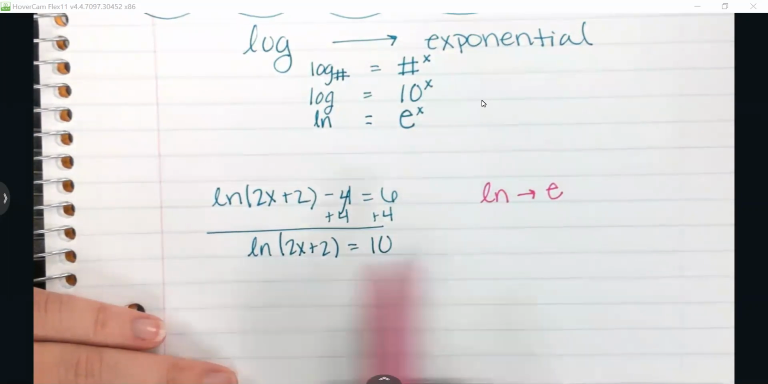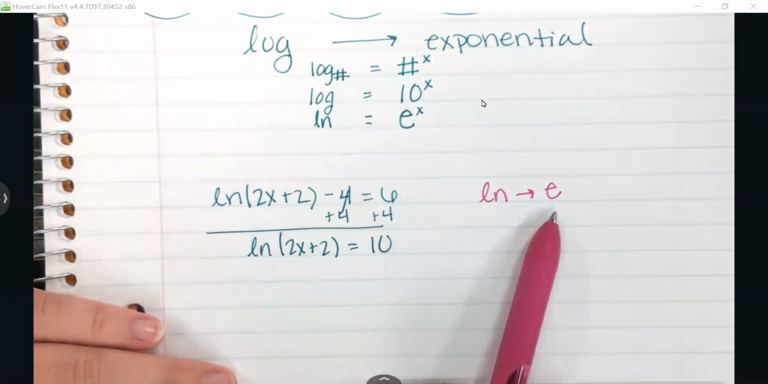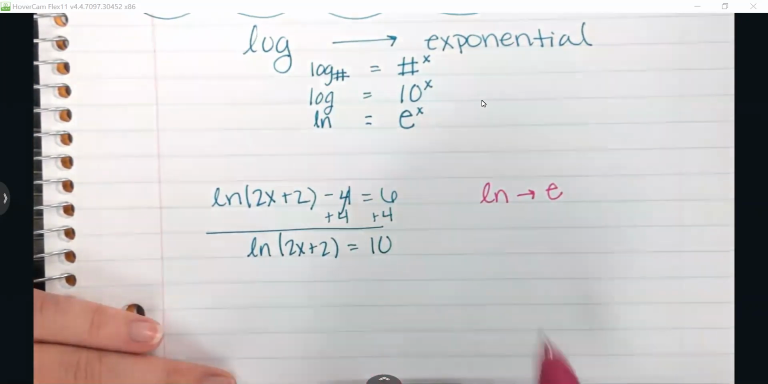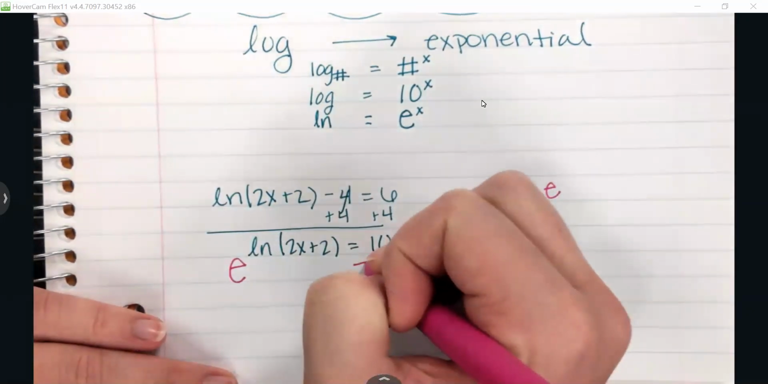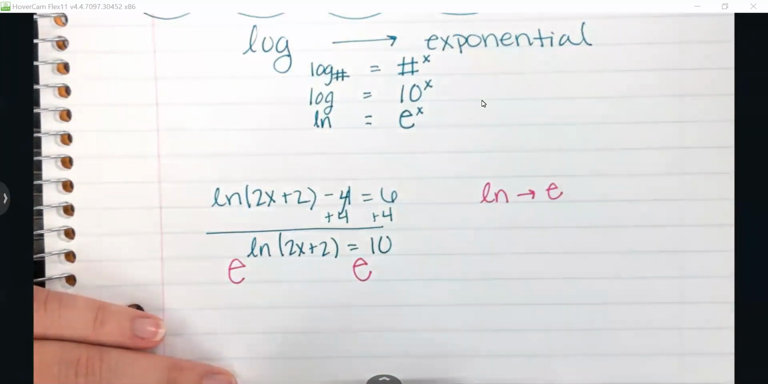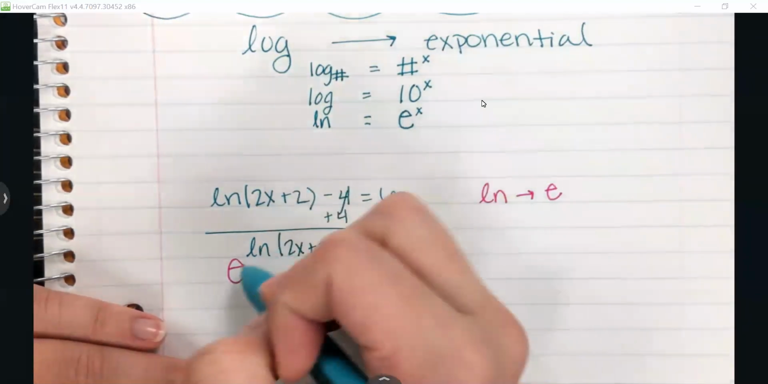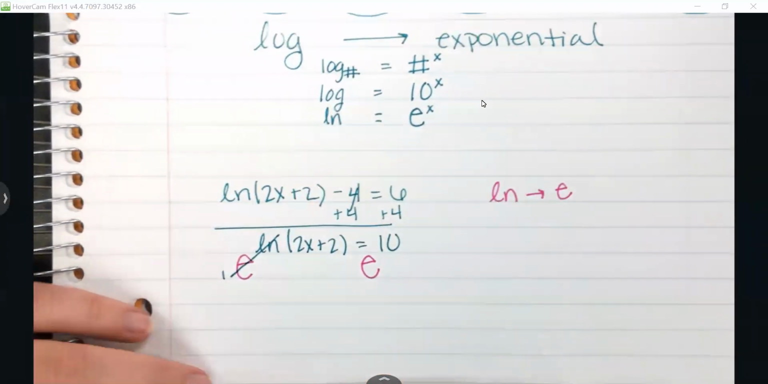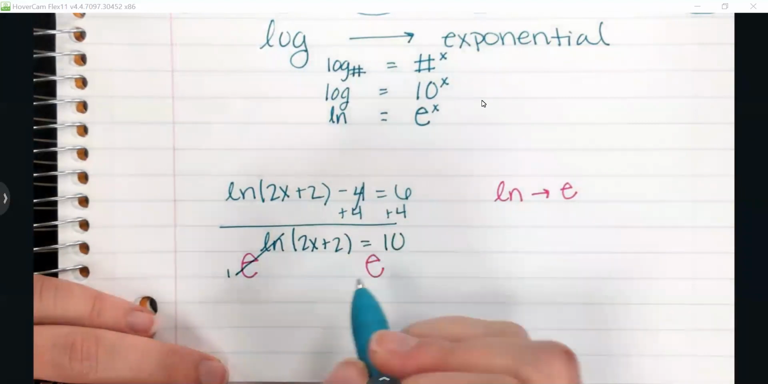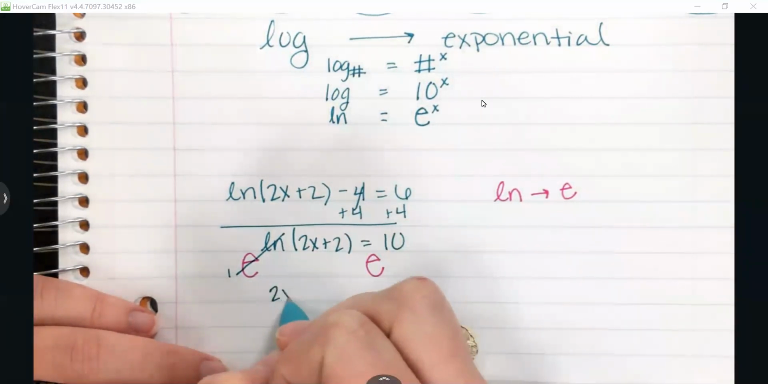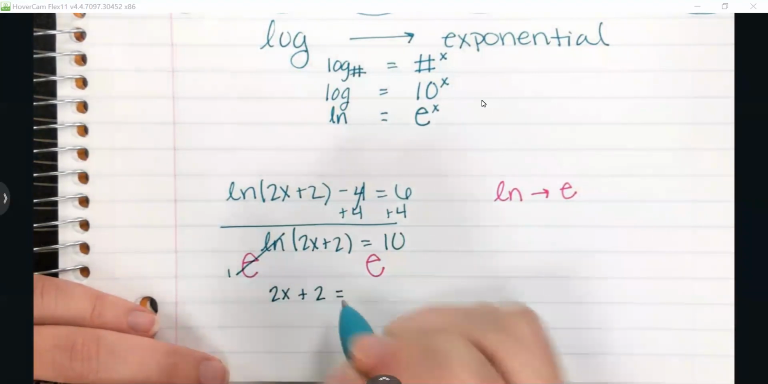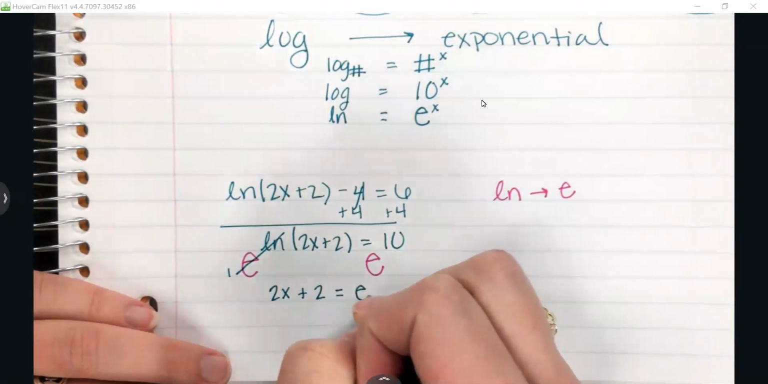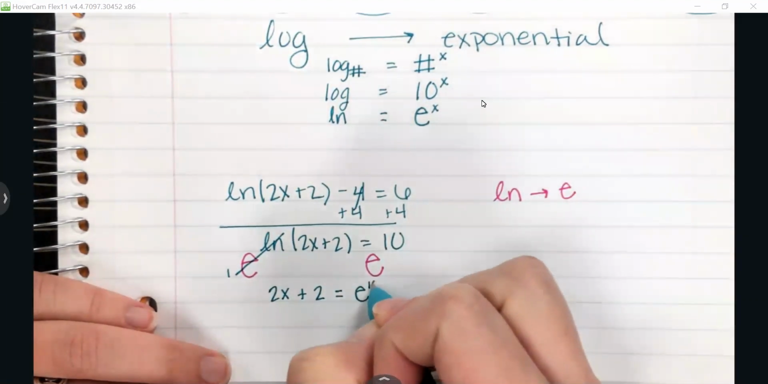My Ln has to turn into an E. Y'all, it has to go the same place, always in front. It can't go behind, on top, or below. So E becomes my base on both sides. e to the ln would equal 1. So they're going to cancel out because it's just 1. So I have 2x plus 2 equals, what's on the right side? My base is e, my exponent is 10.